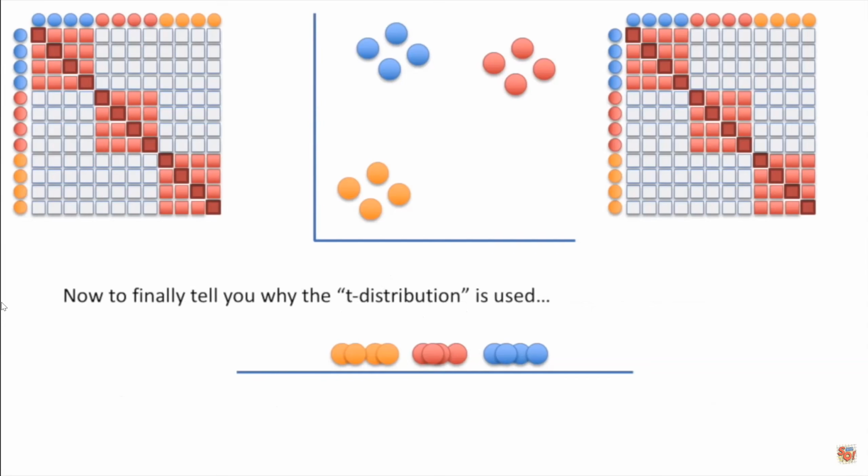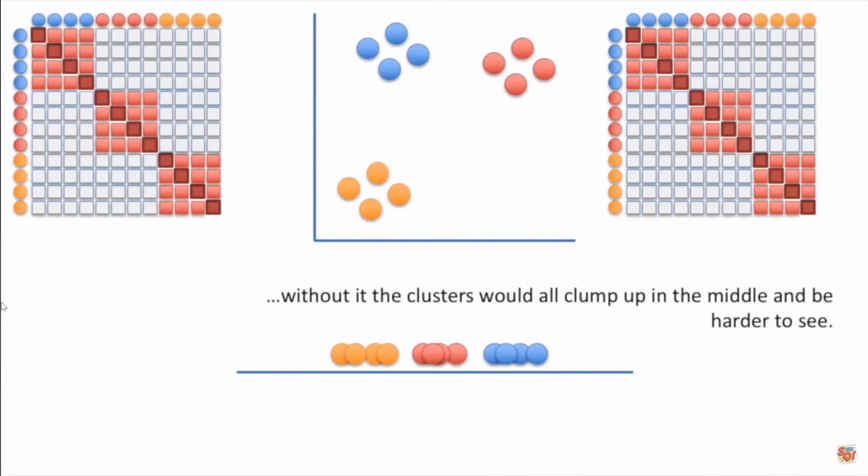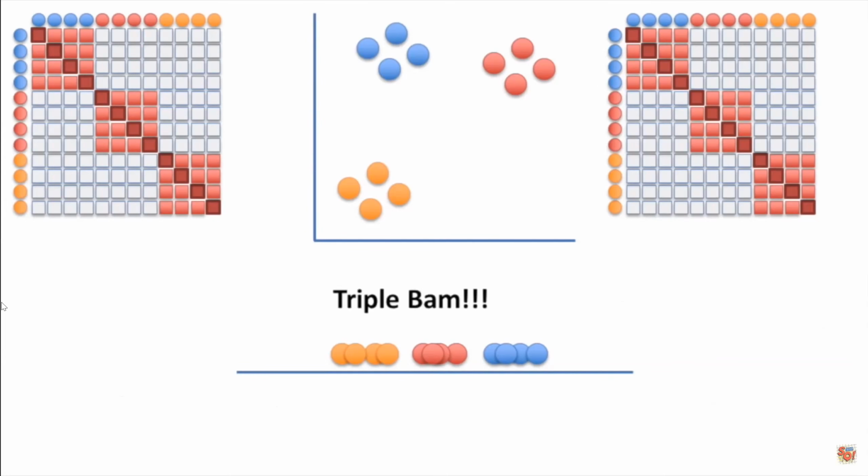Bam! Now to finally tell you why the t-distribution is used. Without it, the clusters would all clump up in the middle and be harder to see. Triple bam! And now we know how t-SNE works. I've used a really simple example here, but the concepts are the exact same for more complicated data sets.